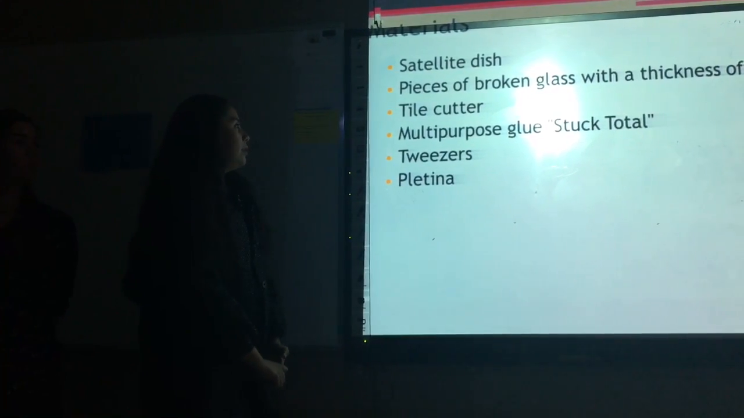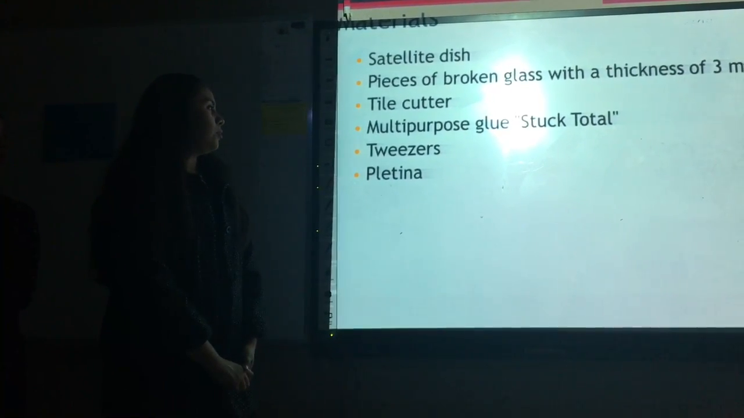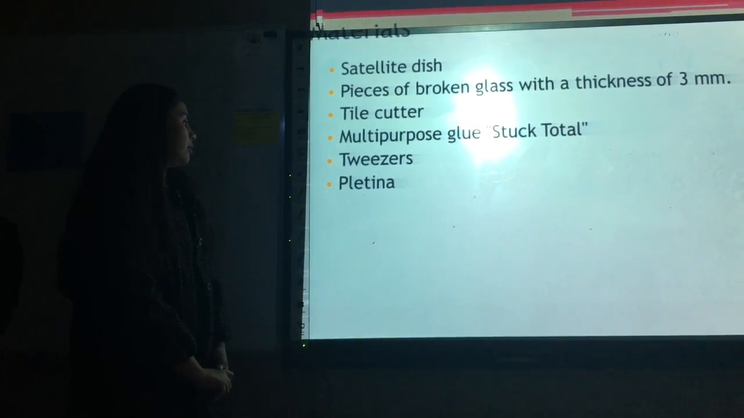The materials are a satellite dish, pieces of broken glass, multi-purpose glue, tweezers, and platina.